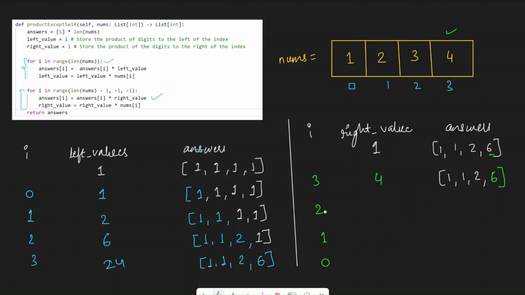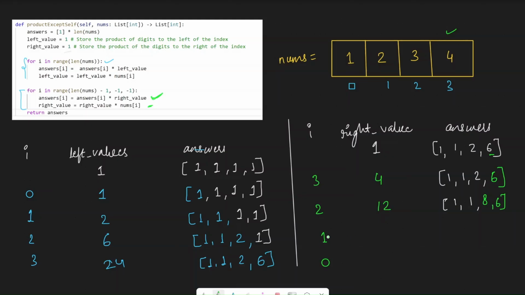Then we enter I is equal to 2. Again, we evaluate this condition. So for this, rest of the things again are same. We are evaluating this 2 here. So 2 multiplied by 4 is 8. 6 remains same, and then we have to update our right value from here. So it is 4 multiplied by 3, because that's what we are evaluating. So 4 multiplied by 3 is 12.